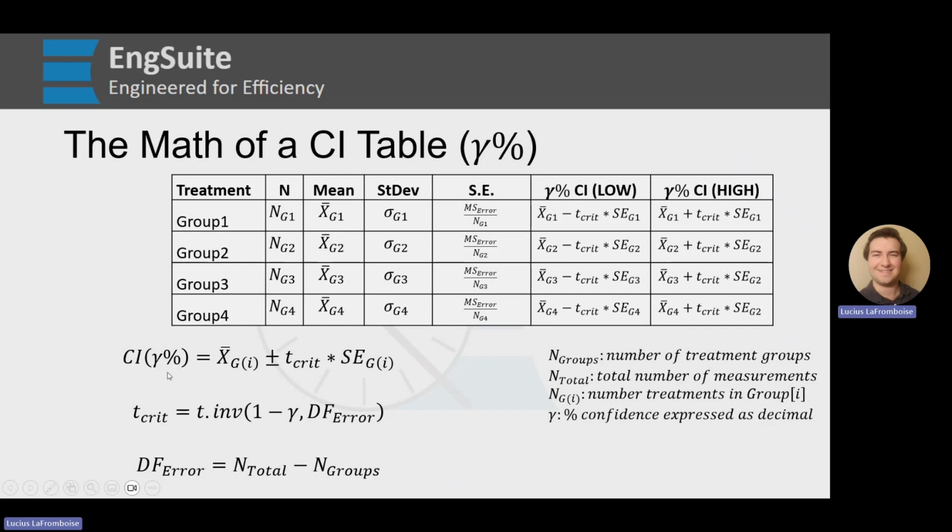And this is where that gamma percentage comes in. So if you take that percentage and write it as a decimal, so like let's say we want a 95% confidence interval, we would then use the value of 0.95, and then we take 1 minus gamma, and we input that into the T.INV function in Excel as our probability, and then our degrees of freedom is our error degrees of freedom, which if you remember is n total minus n groups. Again, we are going to use the QE one-way ANOVA to calculate that for us.